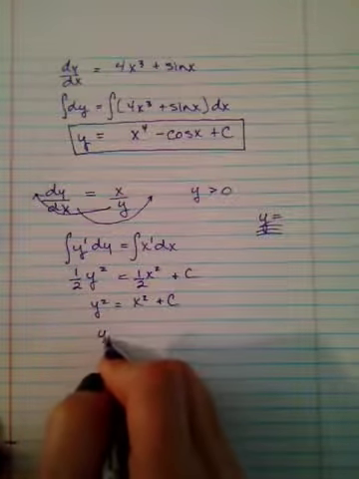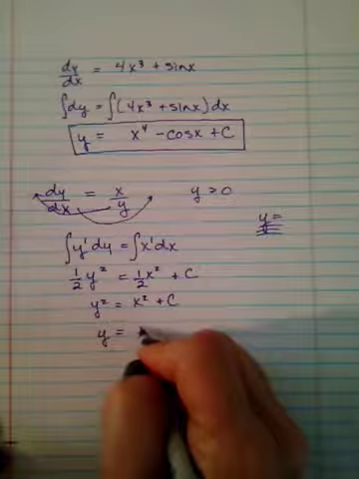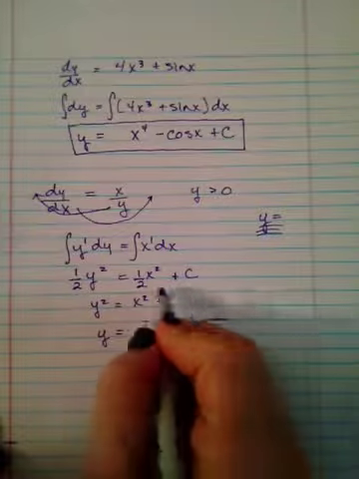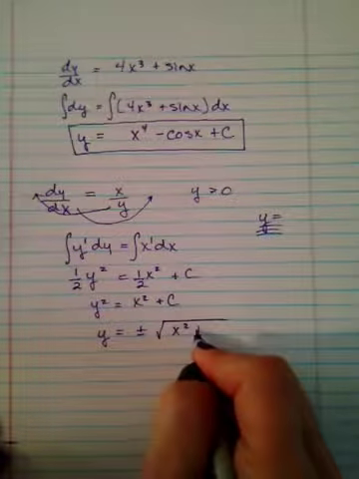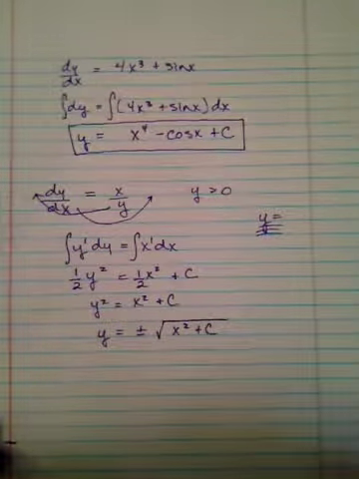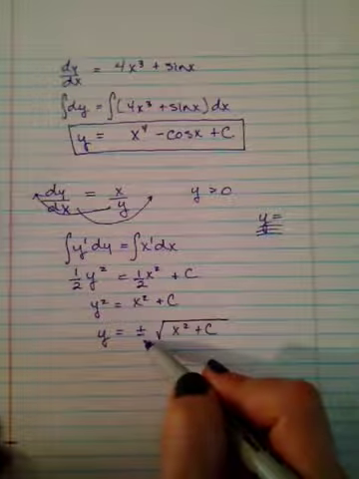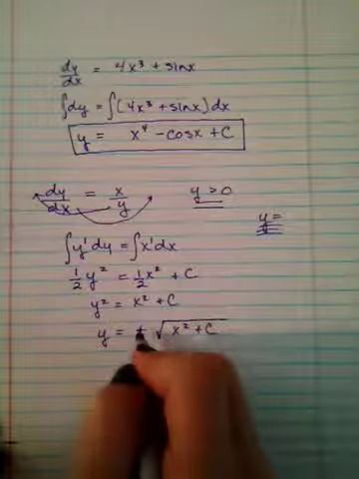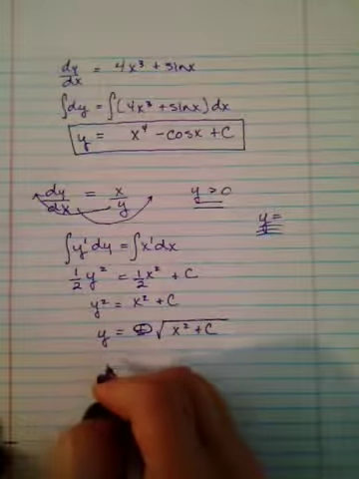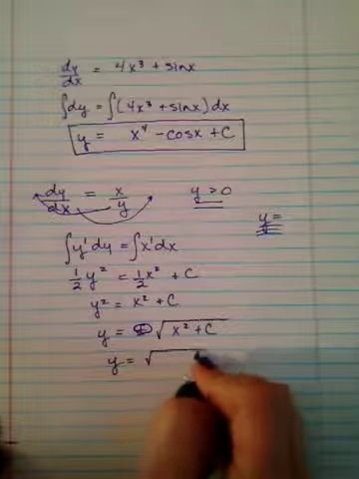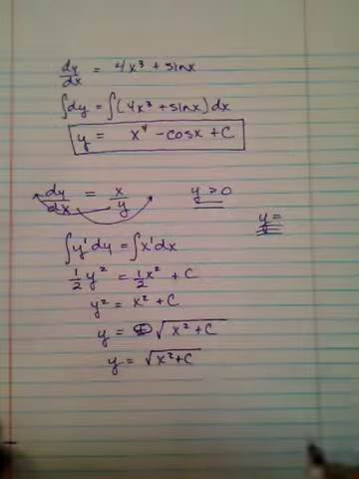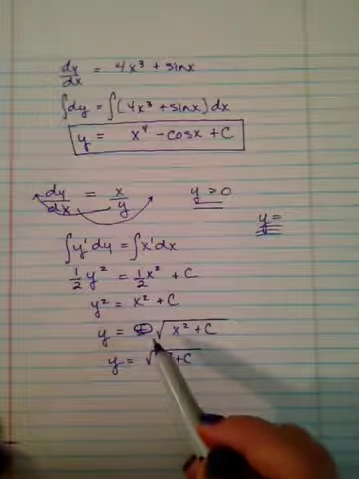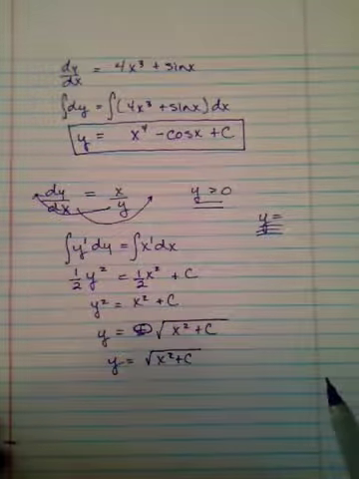So I'm going to say y equals, and remember when you take a square root, it's plus or minus the square root of the whole side. So x squared plus c inside of the square root. Now, plus or minus, that's where this comes into play. We said y is greater than 0, so I'm going to choose the positive version. So my y equals the square root of x squared plus c. If it had said y is less than 0, my solution would have been y equals the negative square root of x squared plus c.